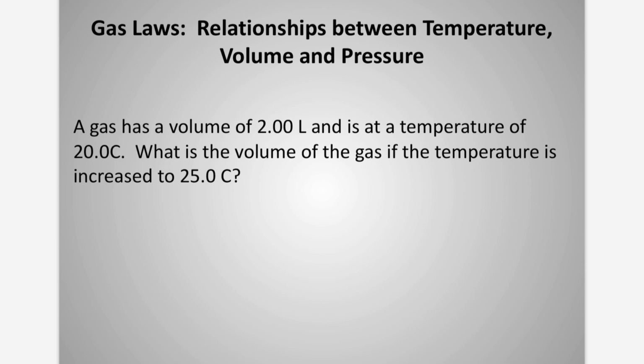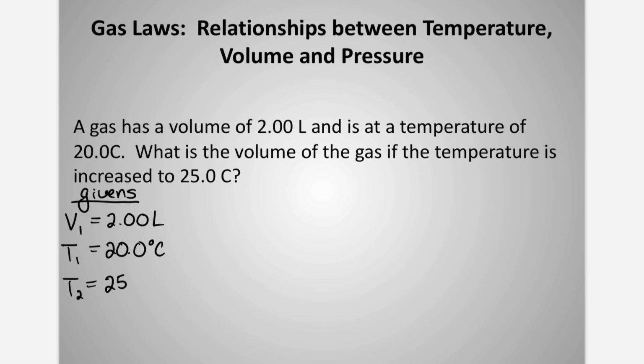Again, we're going to solve this using the guess method. So the first thing I'm going to do is write down my givens. And I'm given a volume of 2.00 liters, a temperature of 20.0 degrees Celsius, and a second temperature of 25.0 degrees Celsius. And my unknown in this case is the second volume. What is the new volume?